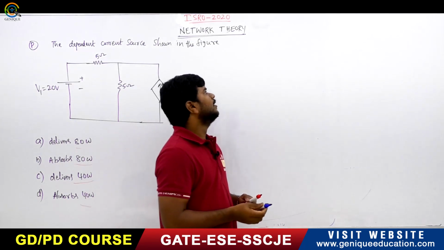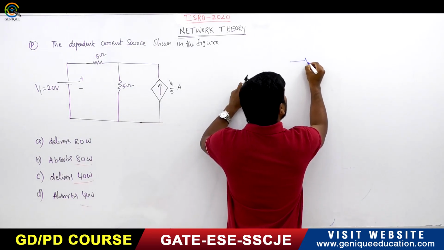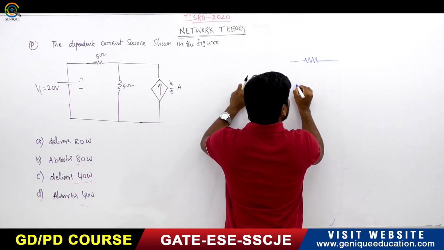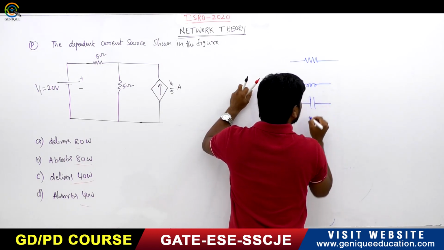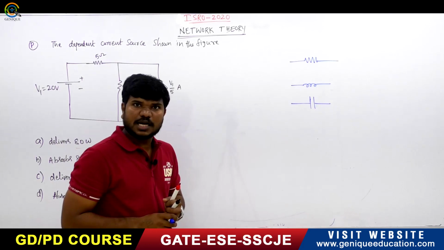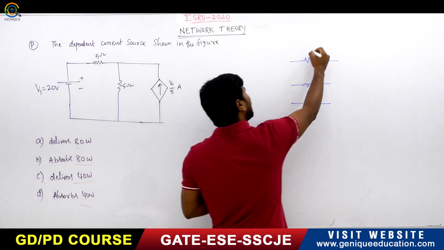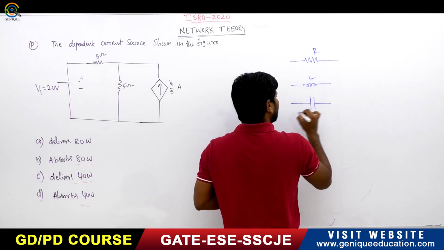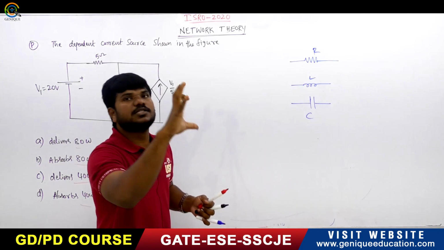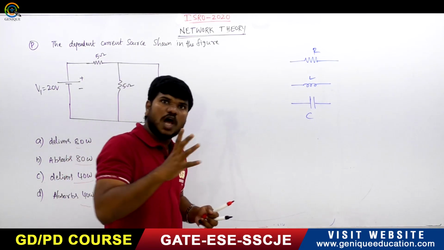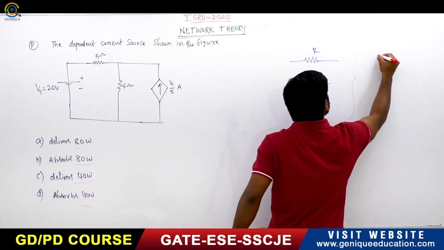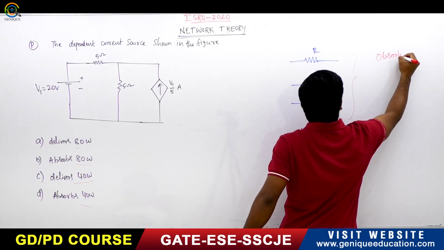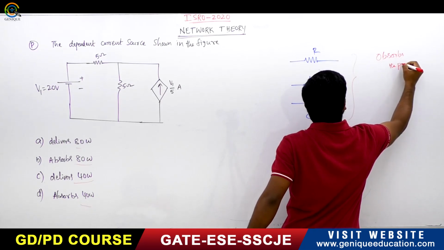Suppose you take a resistor, inductor and capacitor. These are all passive elements, R, L, C. They always absorb the power.